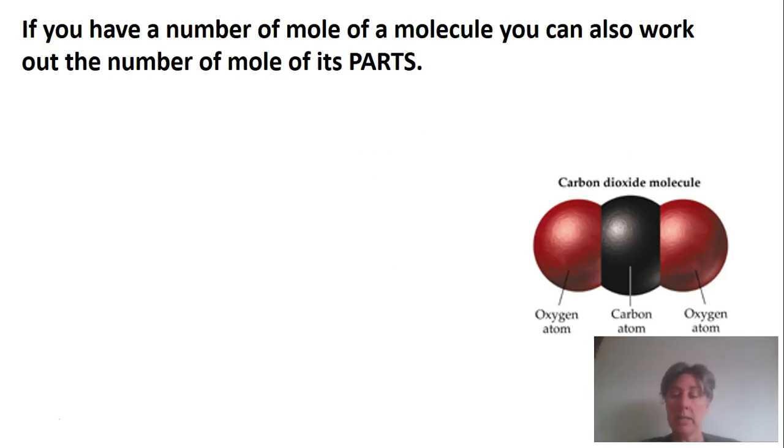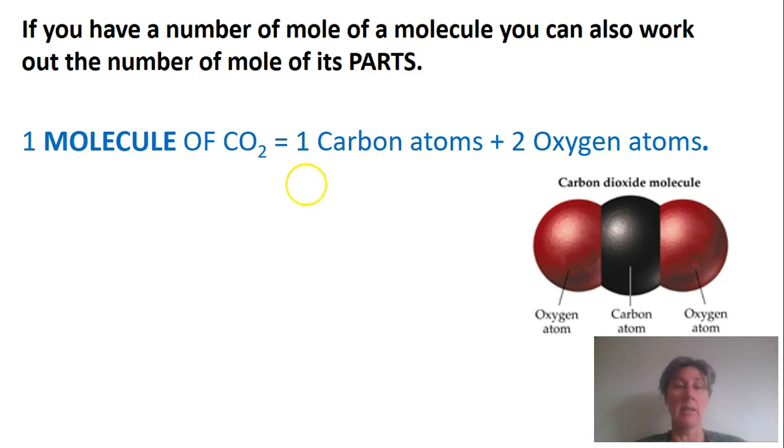Alright, so we've looked at counting numbers. Now we need to turn it into groups. If you have a number of moles, so a group of a molecule, something with parts, you can also work out the number of moles, how many groups you would have of its parts. If you have a whole group of something with parts and you break them up, you can work out how many groups you would have of the parts. So let's make it make sense for a simple situation where you've got just one molecule, and you break that up into its parts. One molecule of carbon dioxide has 1 carbon atom and 2 oxygen atoms.